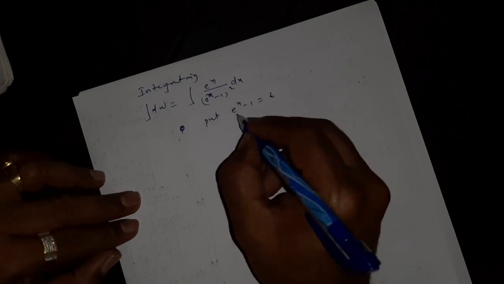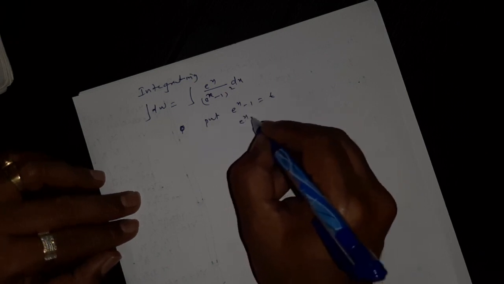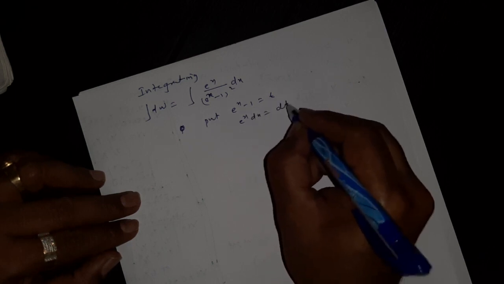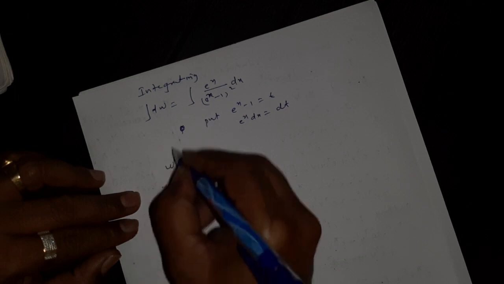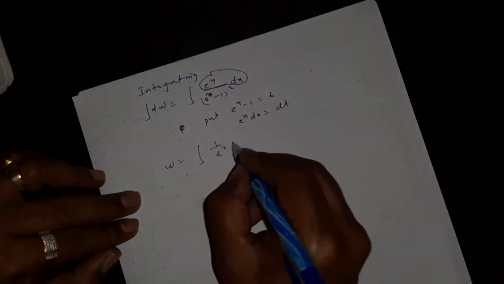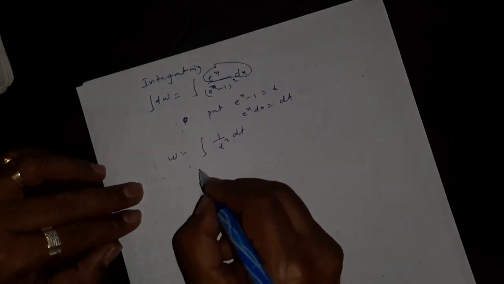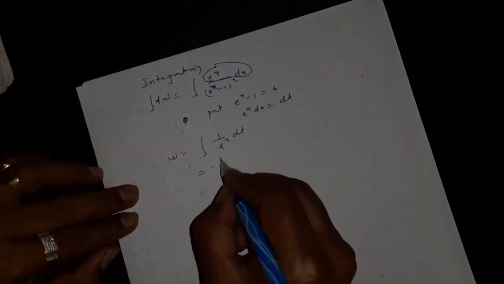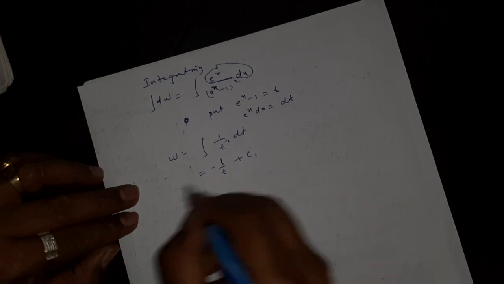Then the integration of LHS is w, but for the RHS use the substitution method. Substitute e raised to x minus 1 is equal to t, so its derivative is e raised to x dx, minus 1 derivative 0, equals dt. And so we have w is equal to the integration of 1 by t square dt. So the integration of 1 by t square is minus 1 by t plus constant of integration.